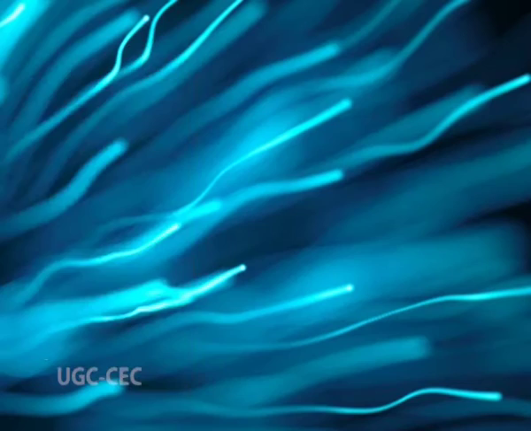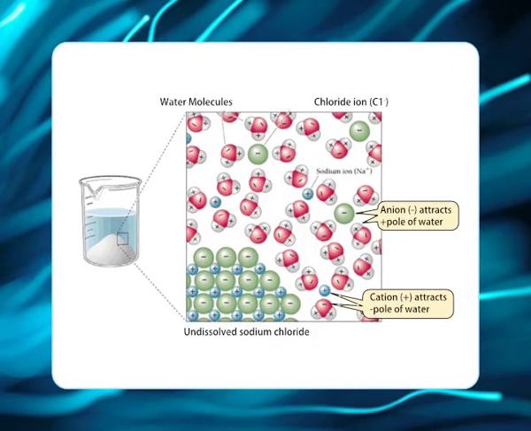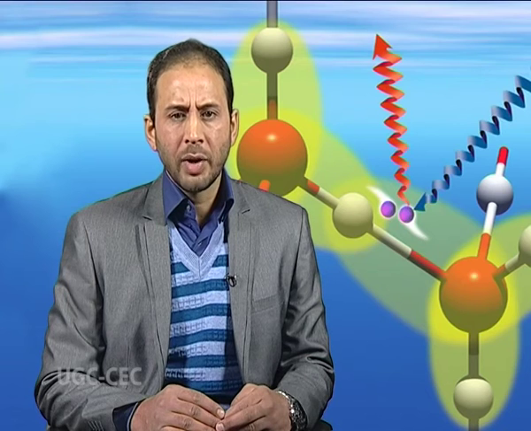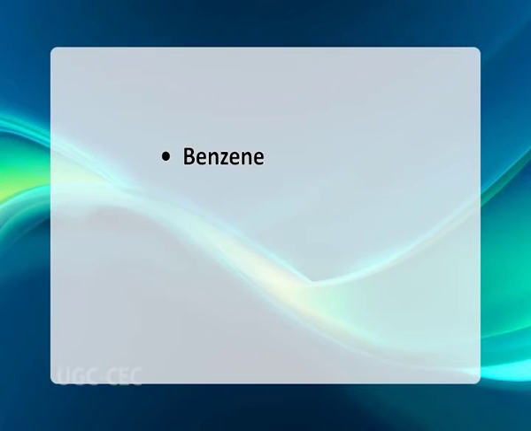Solubility. Ionic compounds are polar in nature and hence they are soluble in polar solvents like water. However, these are not soluble in non-polar solvents like benzene, carbon tetrachloride, etc.